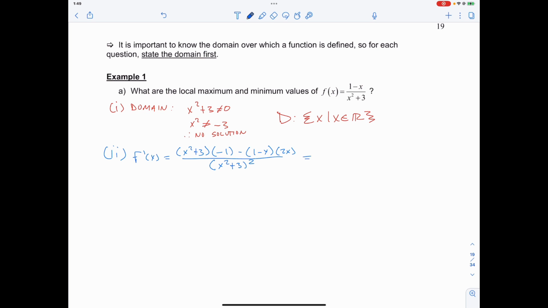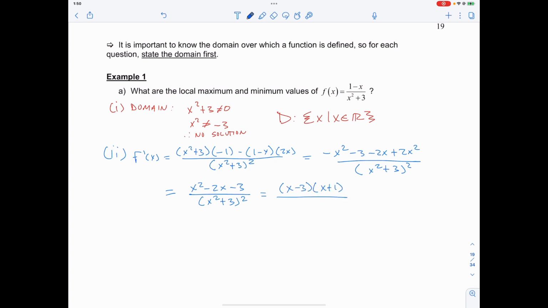This is going to give me negative (x squared minus 3) minus 2x plus 2x squared, all divided by (x squared plus 3) squared. I'm going to keep simplifying, and I'm going to get (x squared minus 2x minus 3) divided by (x squared plus 3) squared, or when I factor it, (x minus 3)(x plus 1) over (x squared plus 3) squared.